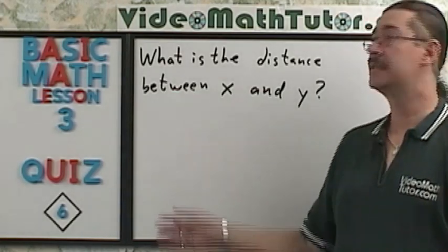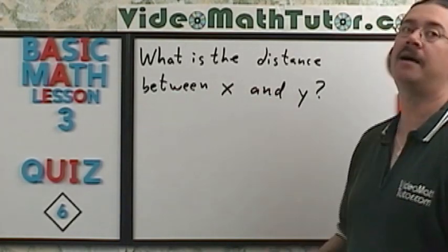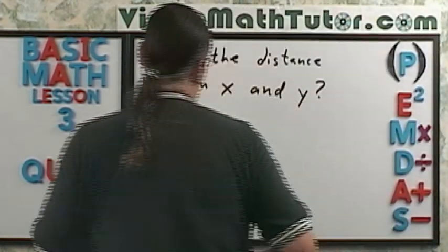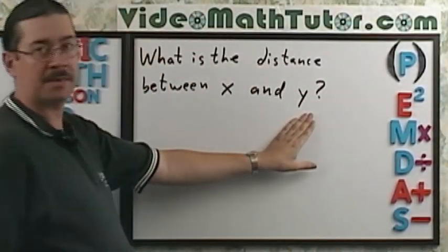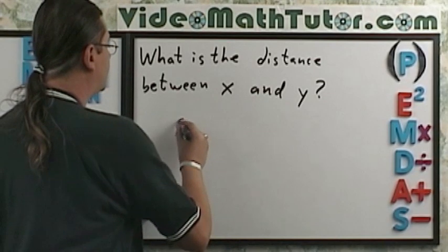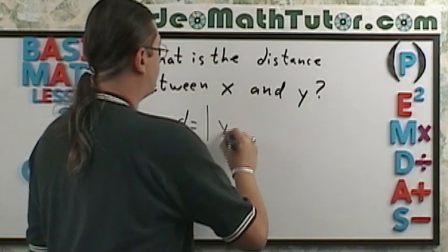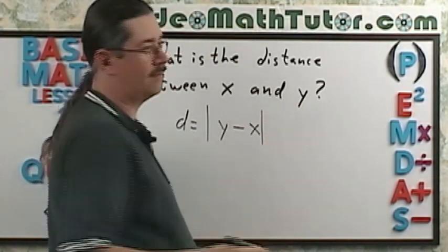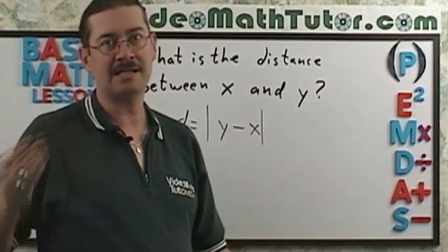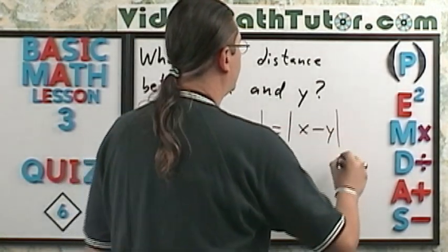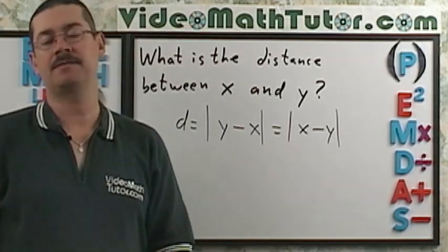Question 6: I want to find the distance between x and y. Well, again, we use the distance formula. But now I'm going to let x be A and y be B. So my distance formula is going to be B minus A, y minus x. Of course, it doesn't really matter. I can say A minus B or B minus A. So if you want, you can also say the answer is x minus y. It doesn't make a difference.